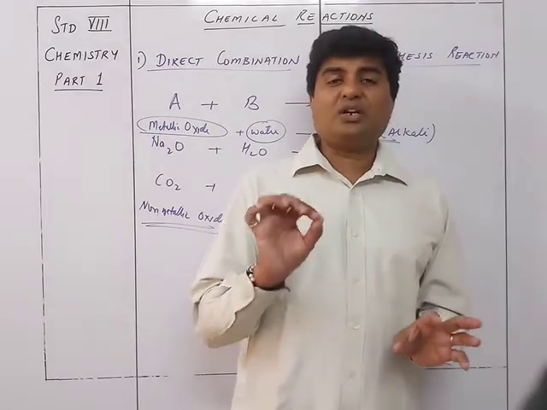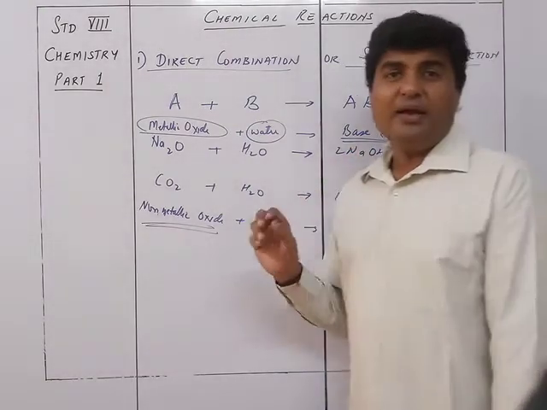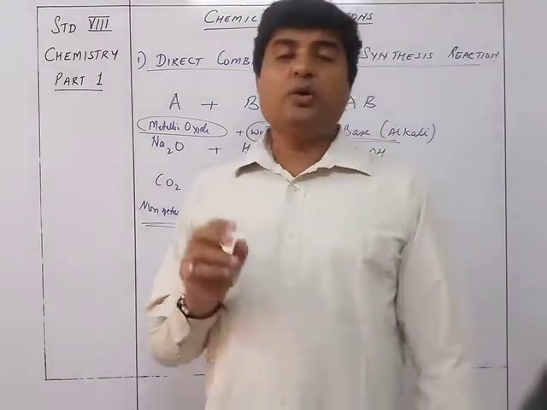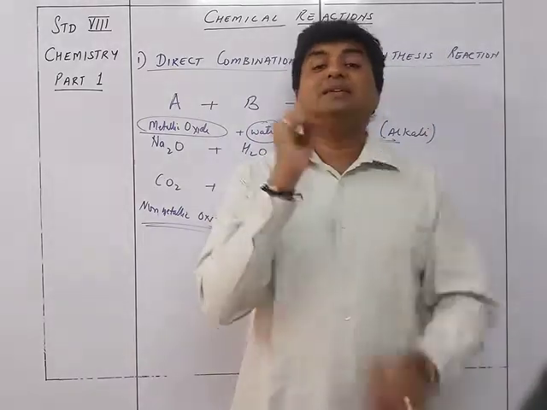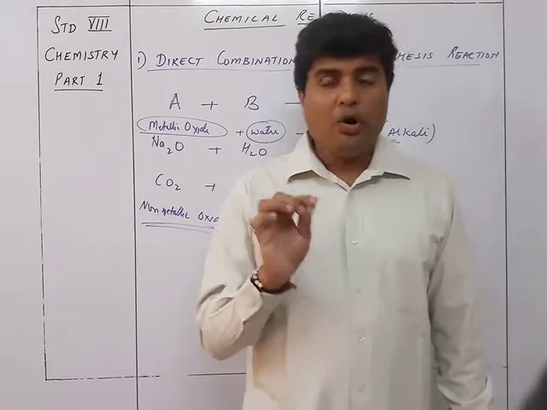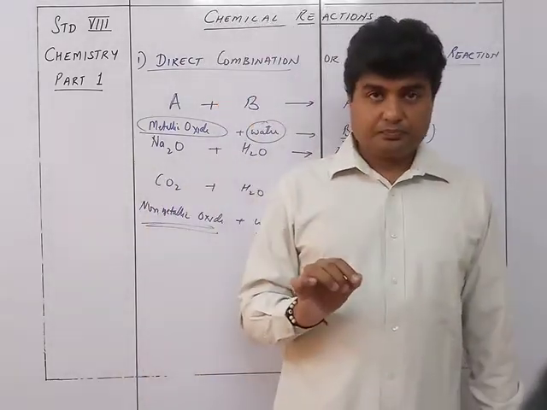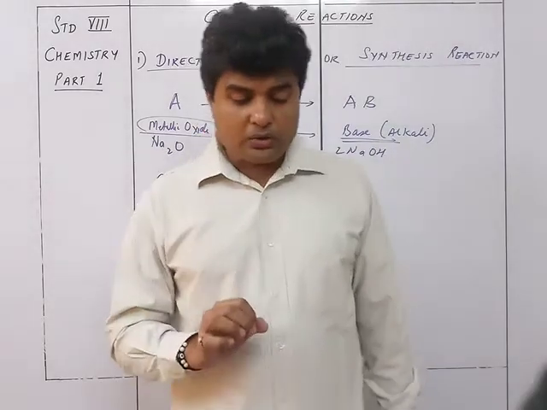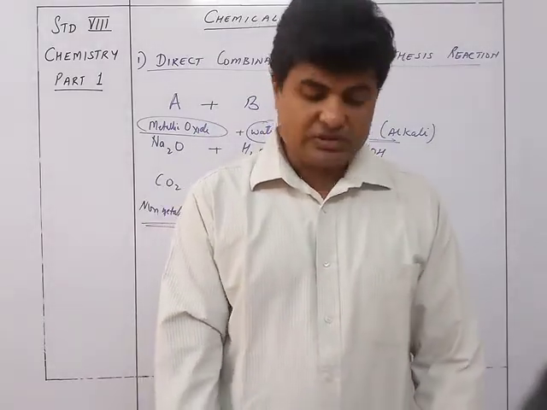So this is called direct combination reaction or synthesis reaction. The basic structure is A plus B gives AB. A reacts with B to give you AB. This is the standard general form of the direct combination reaction. We now move on to the next one, and that is the decomposition reaction.